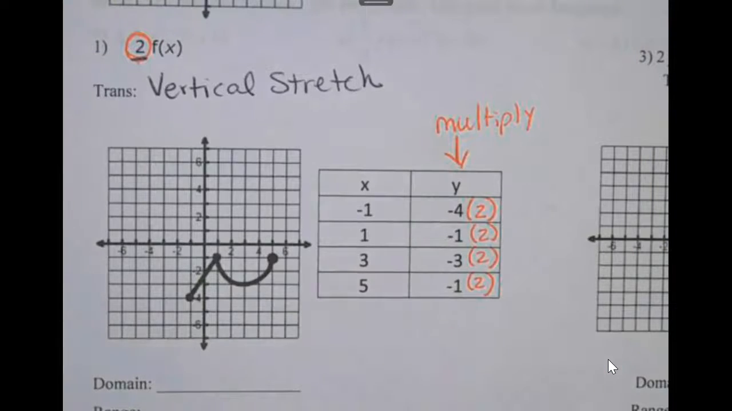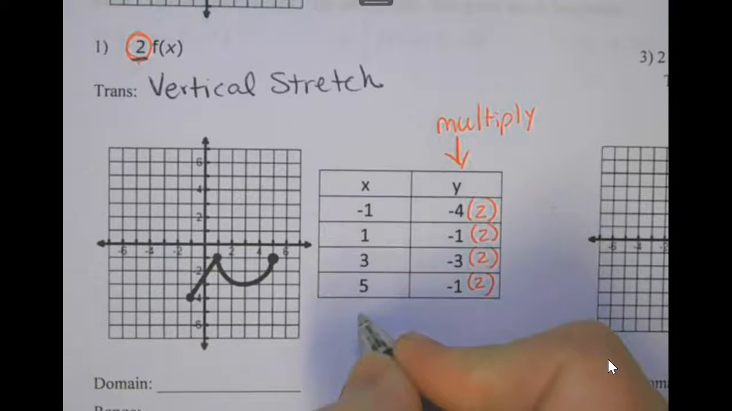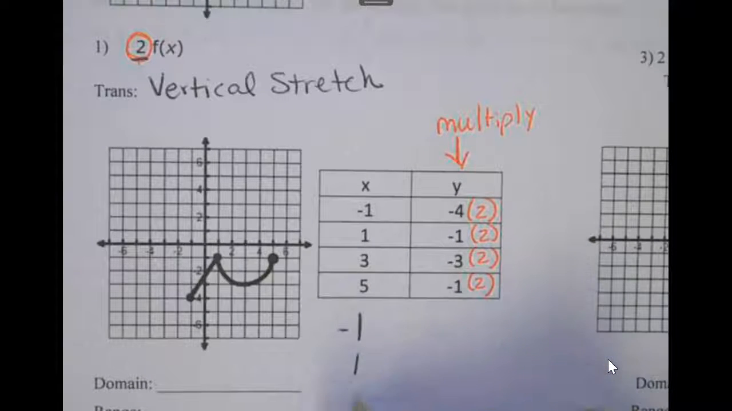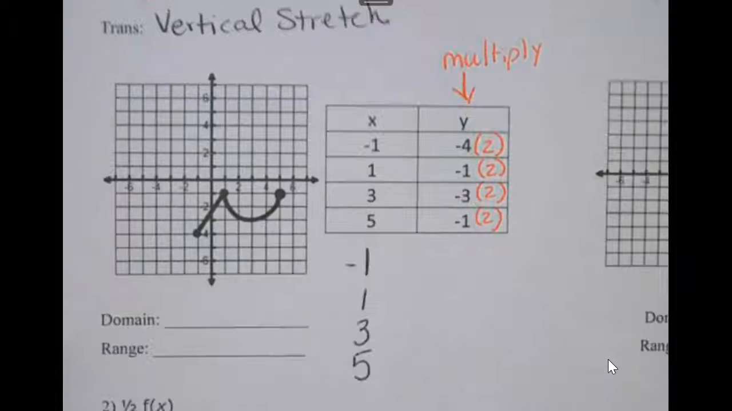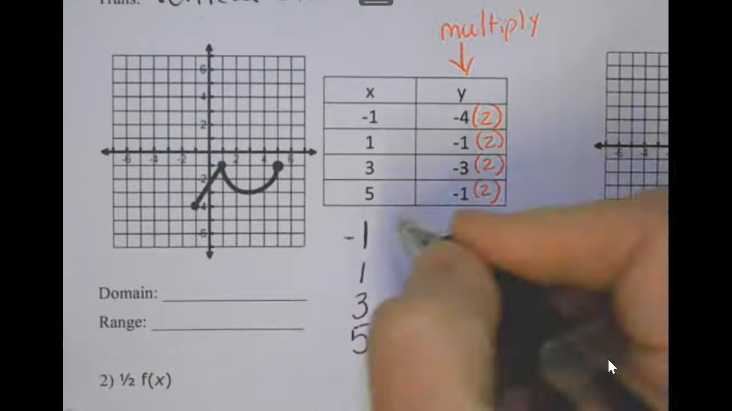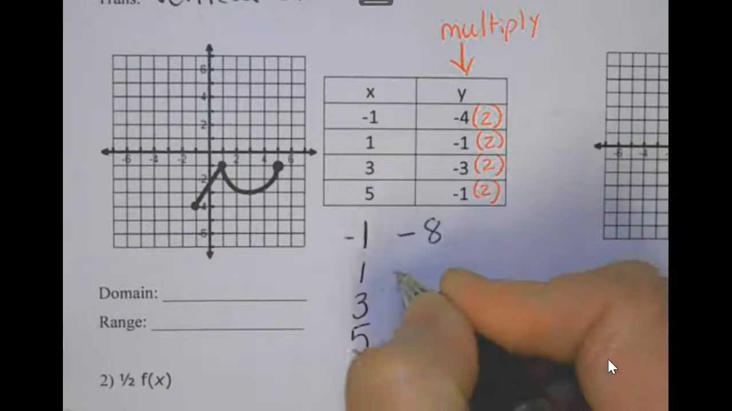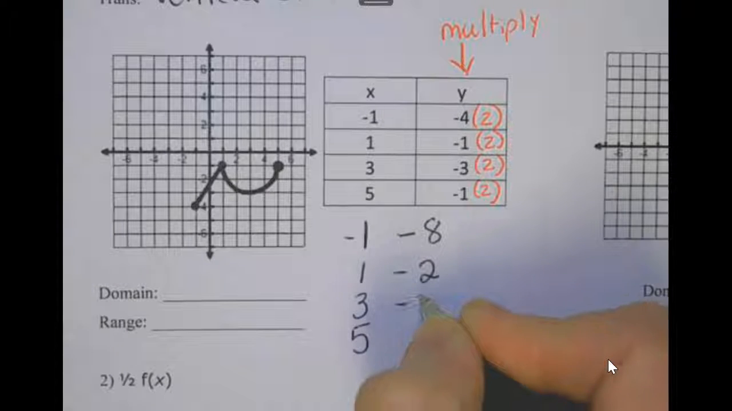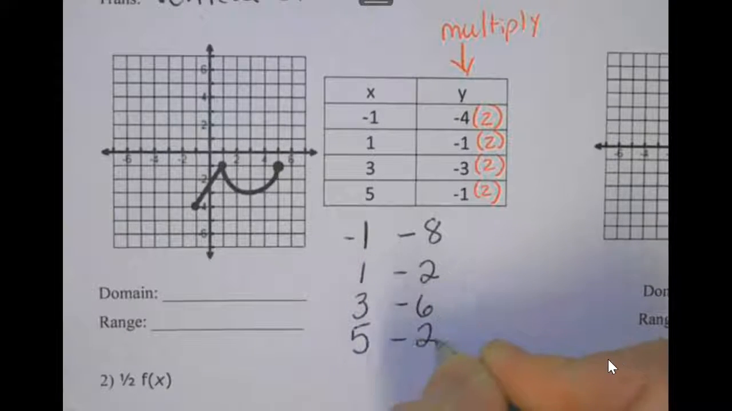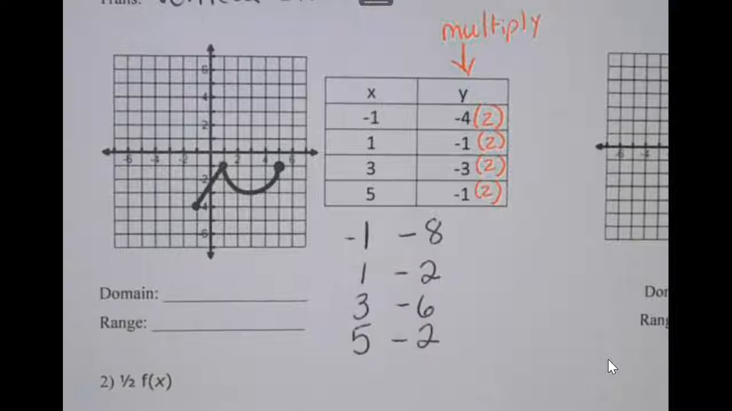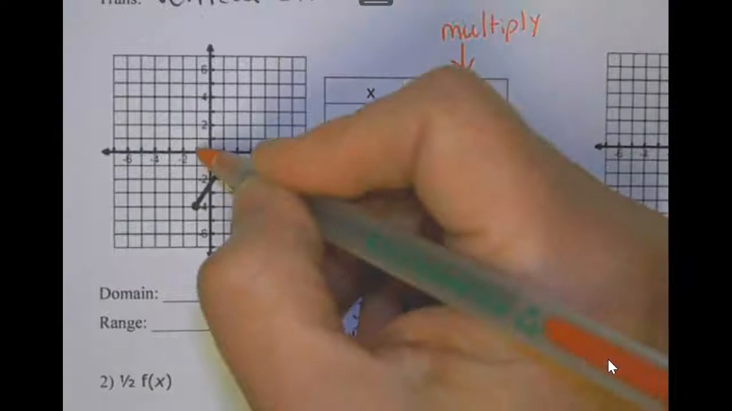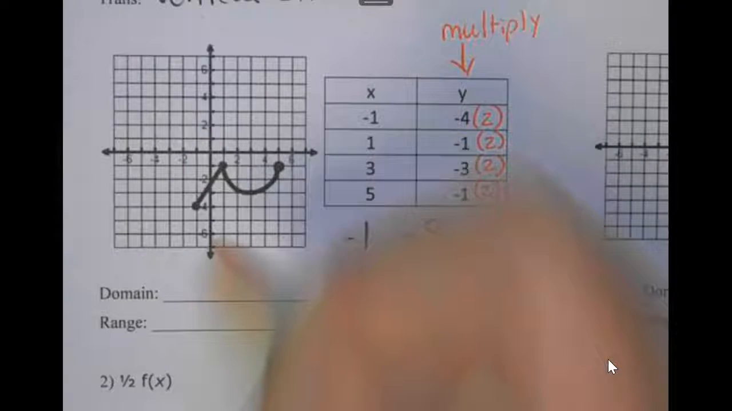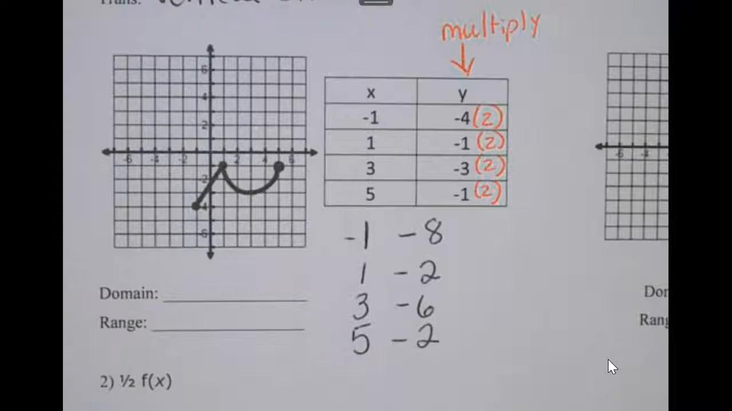And so when I do that, the x values are not going to change. And so the y values are going to be -8, -2, -6, -2. And all I have to do is graph the points on my graph paper. Please use your red pencil so that I can know that this is your final answer.